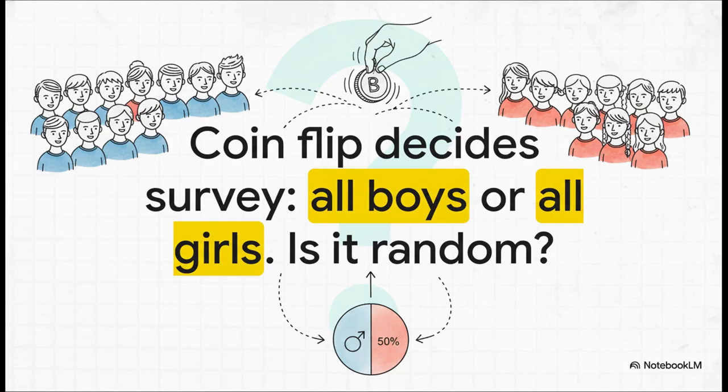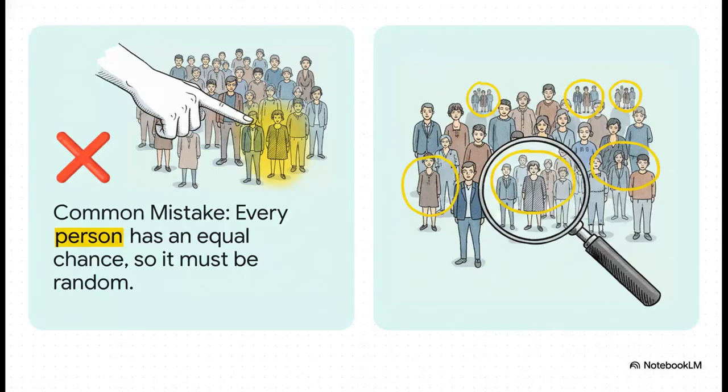Simple enough. Now, here's the question. Is that a random sample? Think about it for a sec. Every single student has a 50-50 shot of being picked, so it has to be random, right? Well, if you said yes, you just fell into one of the most common traps in statistics. And the answer is a big, fat no.